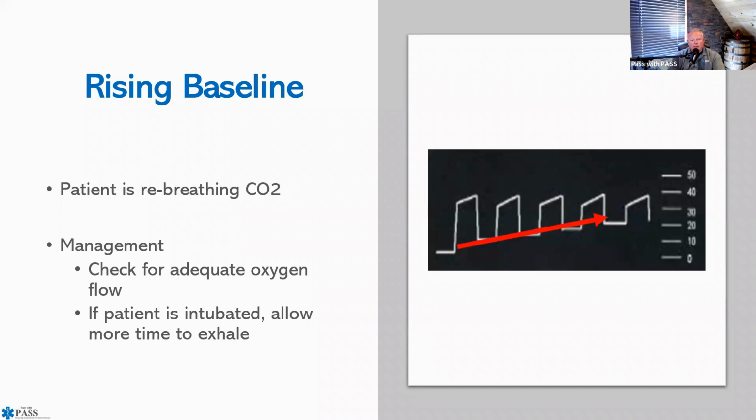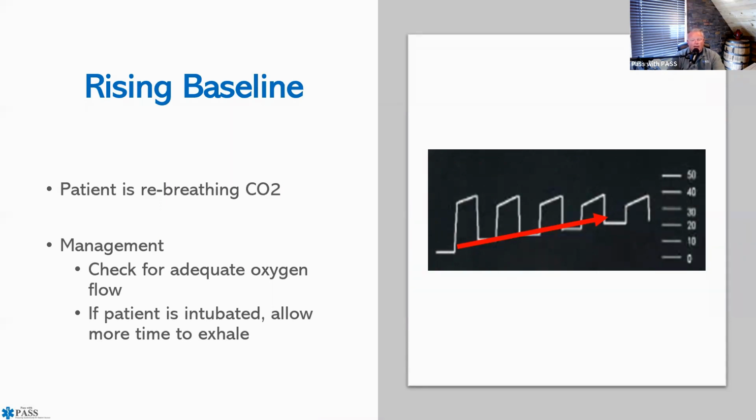What about a rising baseline? So a rising baseline, if you notice that the top number is not really changing, it's the bottom. Okay, the bottom is starting to rise up above that respiratory baseline. And what that tells you is that your patient is rebreathing their own CO2. And there would be a couple different reasons that this could happen.